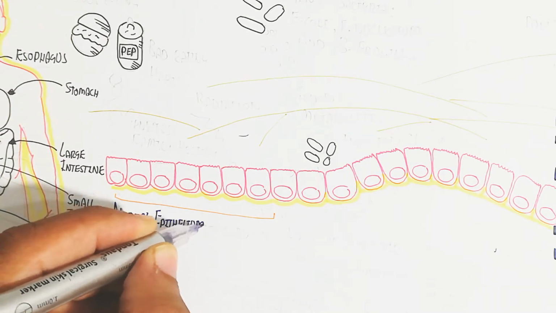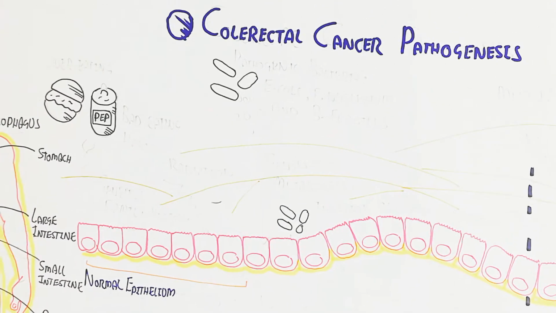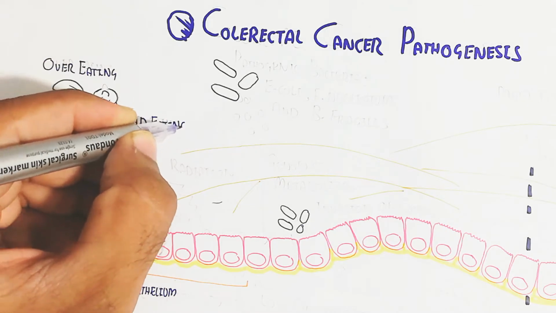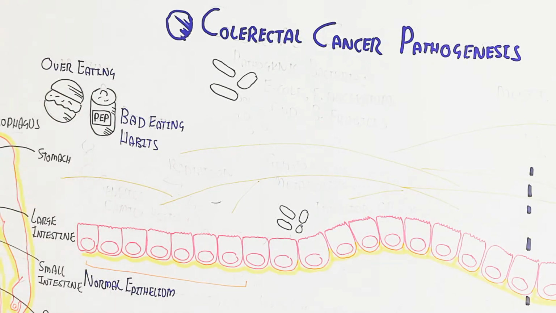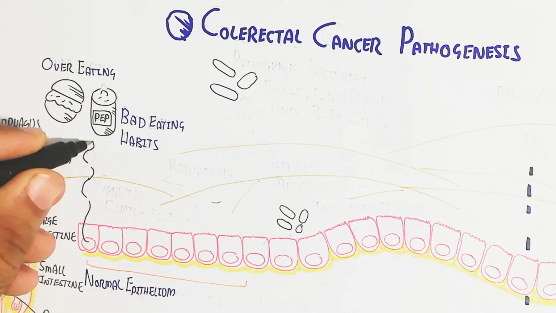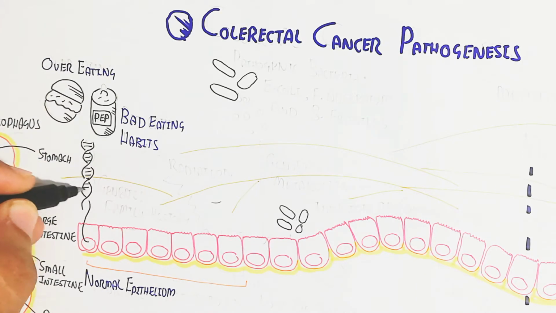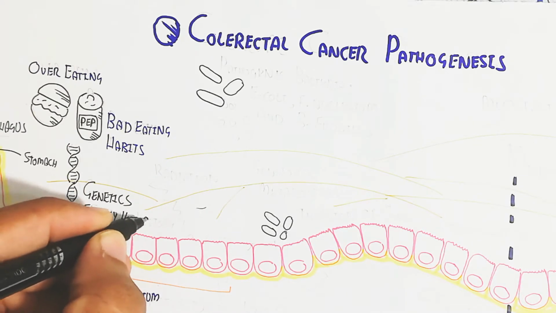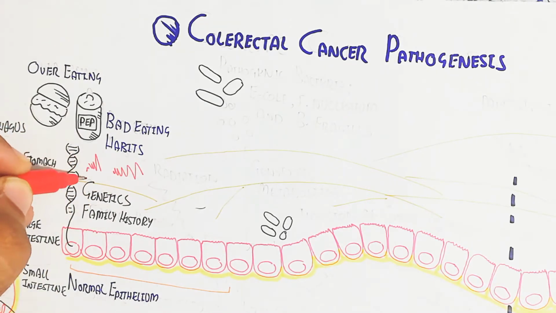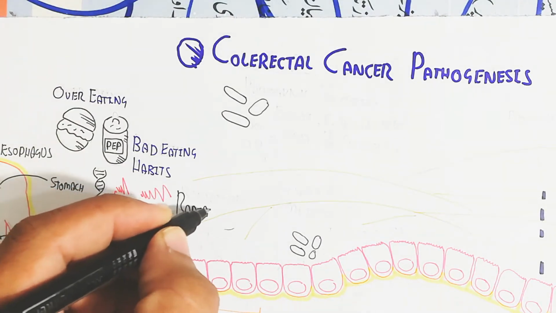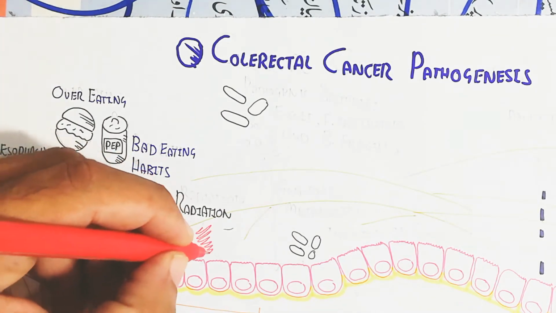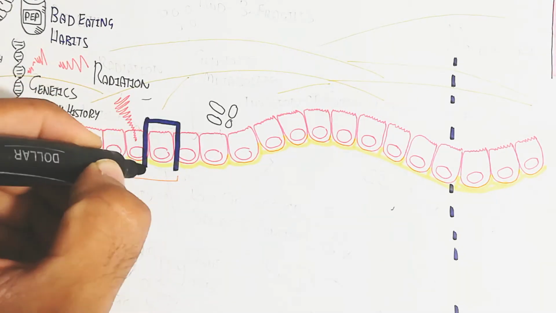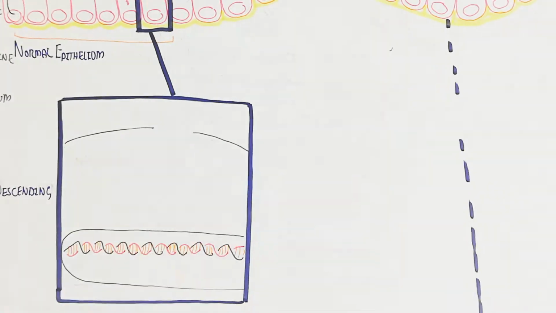So the large intestine contains epithelial cells, and this is the normal epithelium. Remember, chronic overeating and bad eating habits, genetic or family history, genetic mutation or radiation will lead to cancer in the epithelial cell. This means damage of the DNA, which leads to uncontrolled cell division due to oncogene activation, due to methylation.